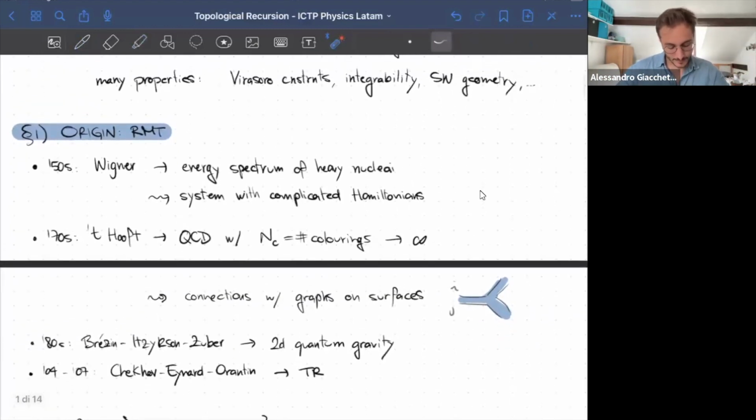And again, in the 80s and later on in the 90s, Brézin, Itzykson, and Zuber managed to connect this random matrix theory to topological or to 2D quantum gravity.